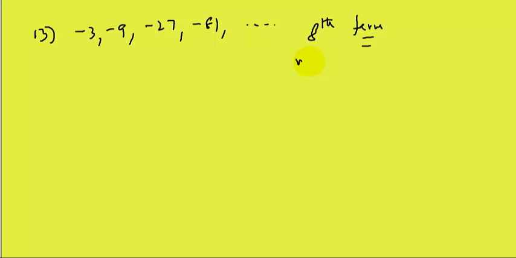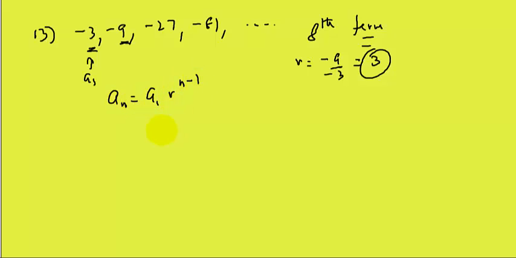Okay, the ratio is any number, let's take negative 9, since it's small, and divide by the one before that, which is negative 3. So the ratio turns out to be positive 3. So that's what we're multiplying everything by. Each time we're going to multiply by positive 3. Okay? So that's my a sub 1. My formula is a sub n is equal to a sub 1 times r to the n minus 1.